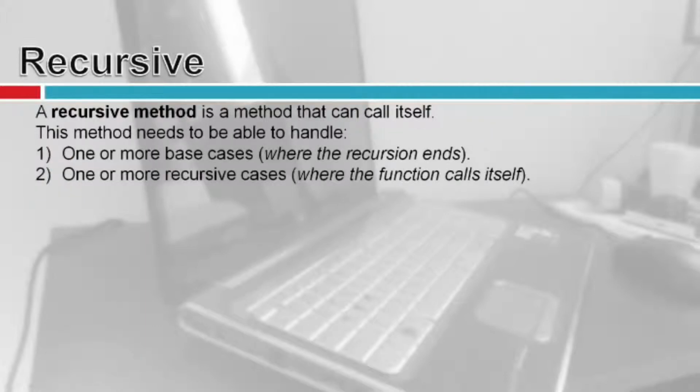A recursive method is a method that can call itself. This method needs to be able to handle one or more base cases, where the recursion ends and starts returning back, and one or more recursive cases, where the function calls itself.